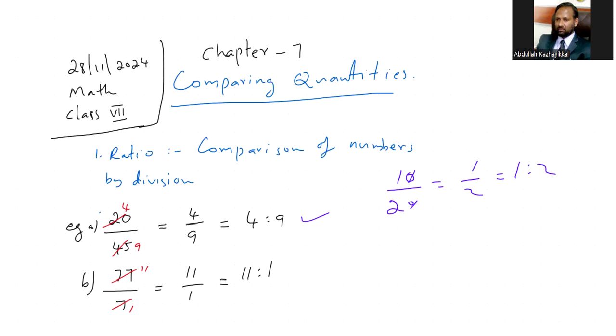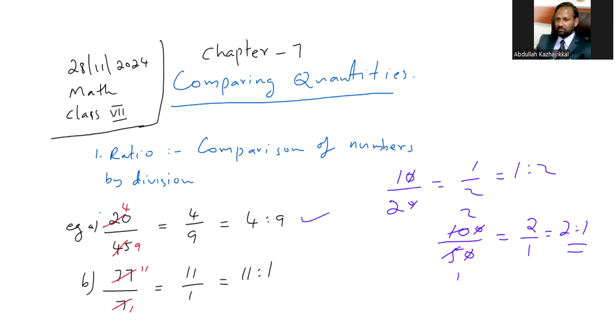Now 100 divided by 50. What is that? Cut and put. We are getting 2. What is the ratio? We can write 2 as 2 by 1, that is 2 is to 1. Remember the ratio is not 1 is to 2. 1 is to 2 means half, and 2 is to 1 means double. So don't confuse ratio with fraction.